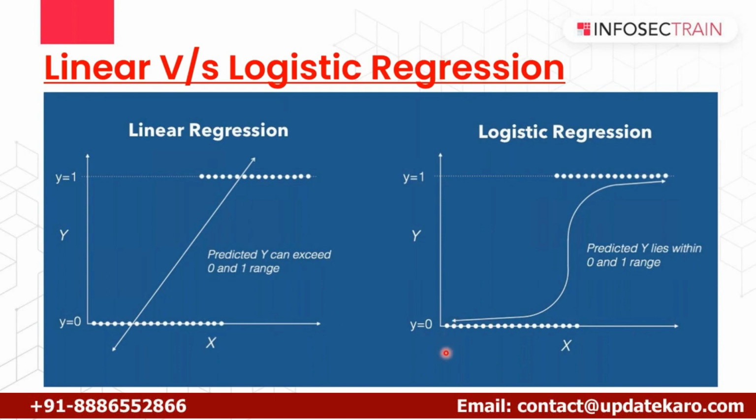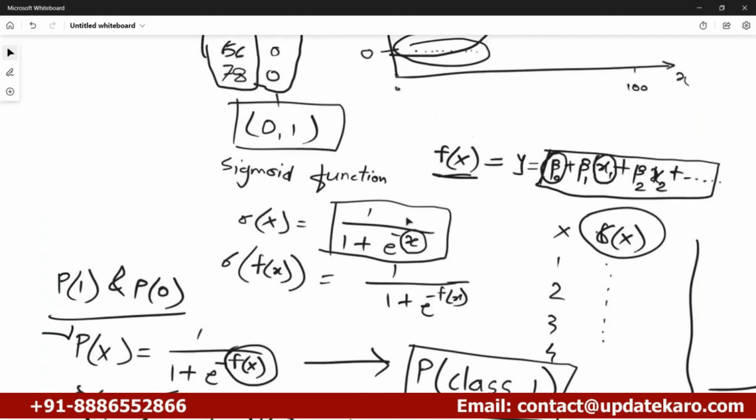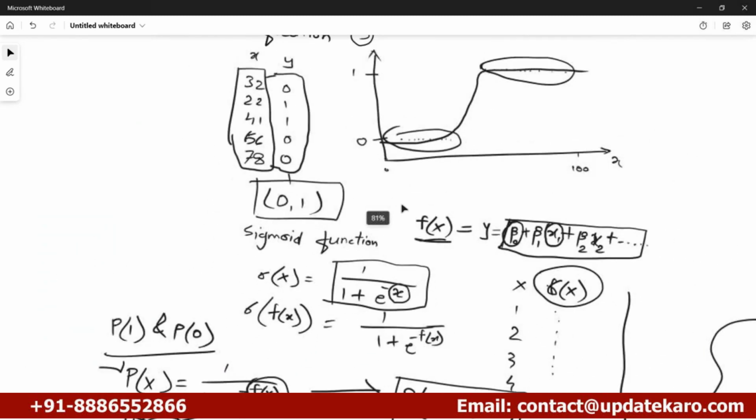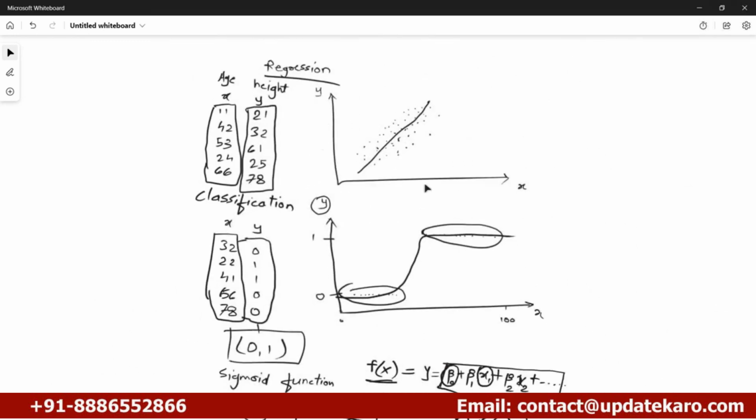So here you can see that we will definitely get the values in terms of y, either y equal to 0 or y equal to 1, right? So this is the thing over here. That is what I am trying to show you, either in these plots or on the whiteboard as well. If you see over here, this is my linear regression.